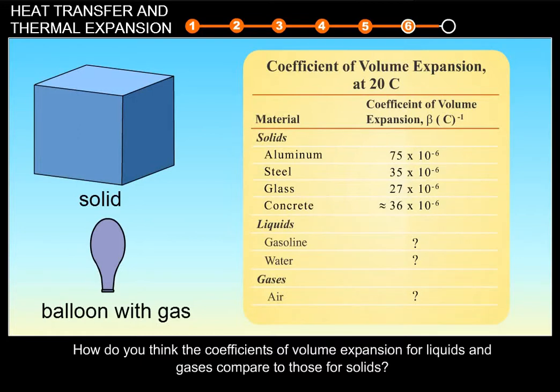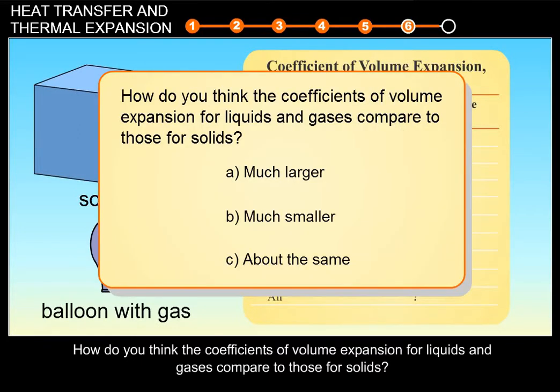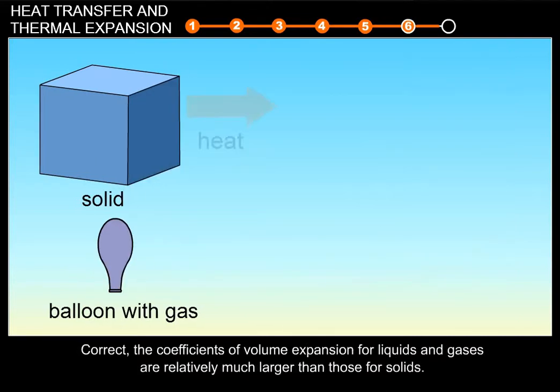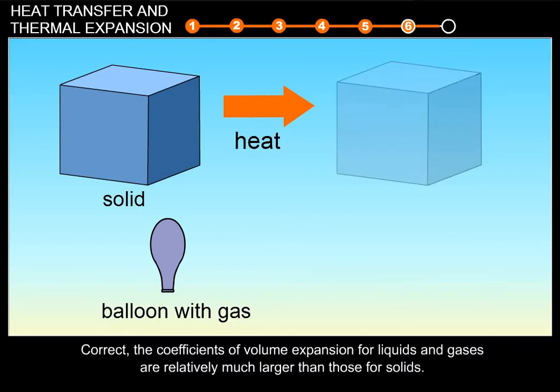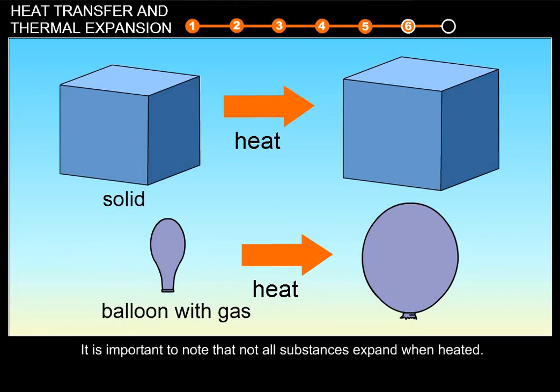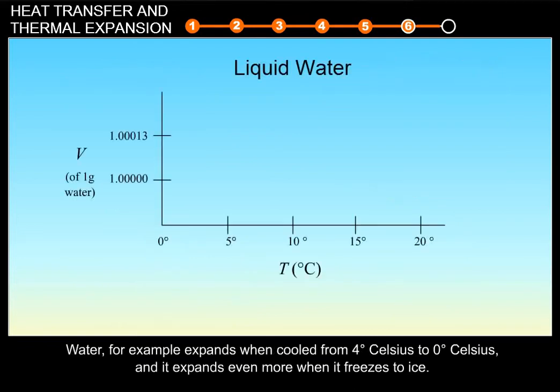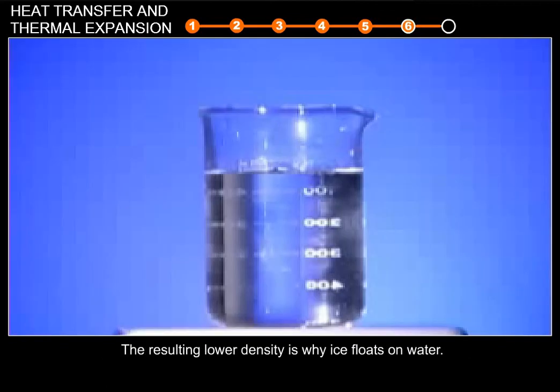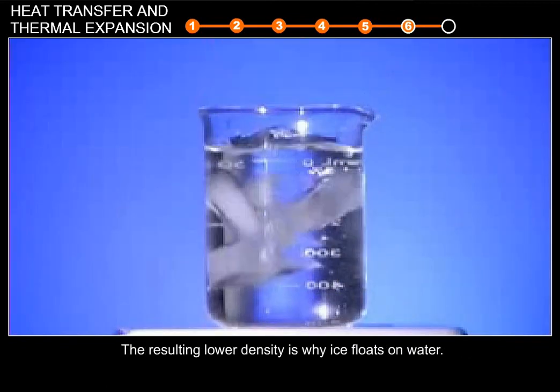How do you think the coefficients of volume expansion for liquids and gases compare to those for solids? Correct. The coefficients of volume expansion for liquids and gases are relatively much larger than those for solids. It is important to note that not all substances expand when heated. Water, for example, expands when cooled from 4 degrees Celsius to 0 degrees Celsius, and it expands even more when it freezes to ice. The resulting lower density is why ice floats on water.